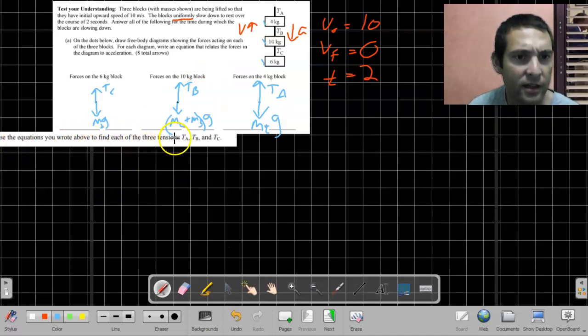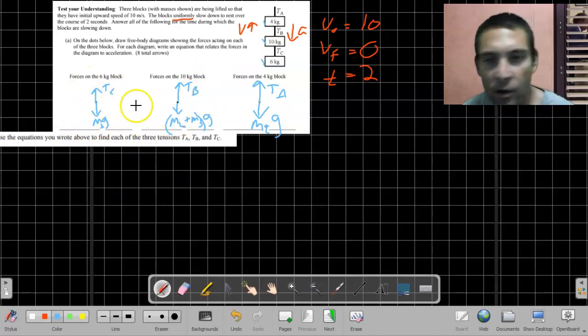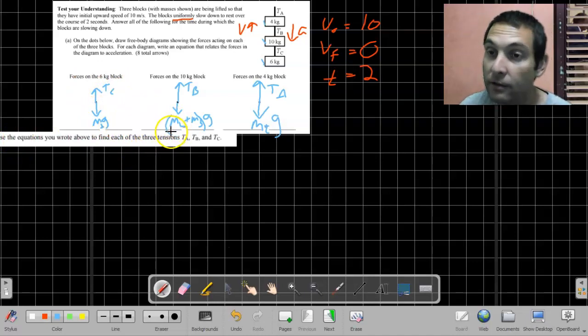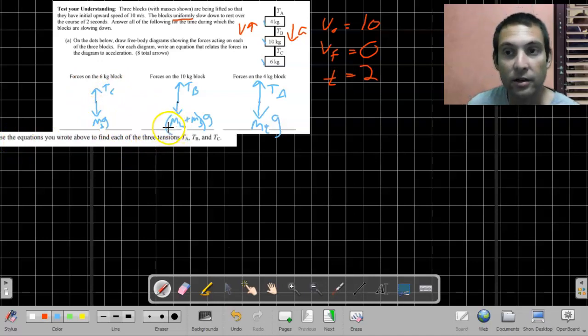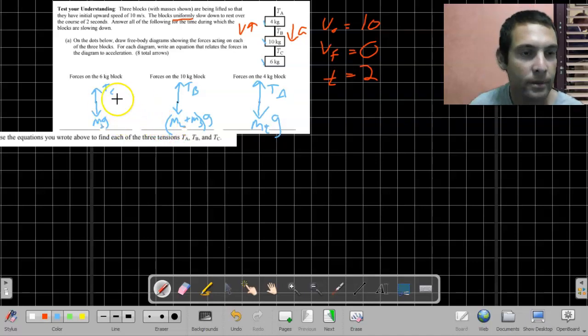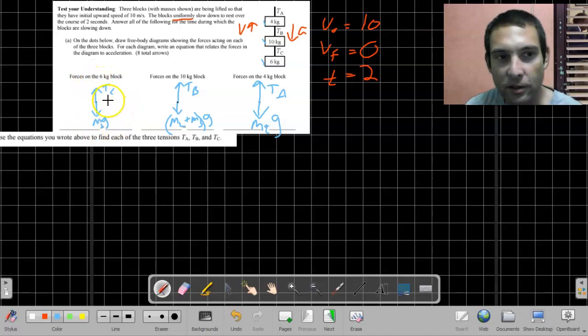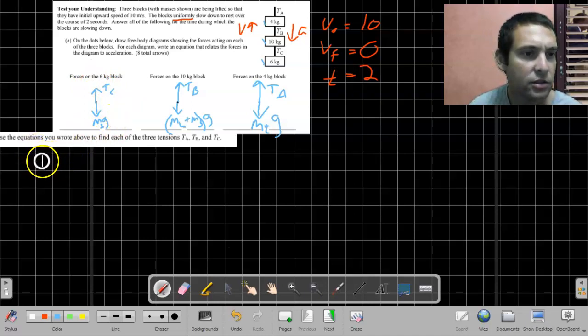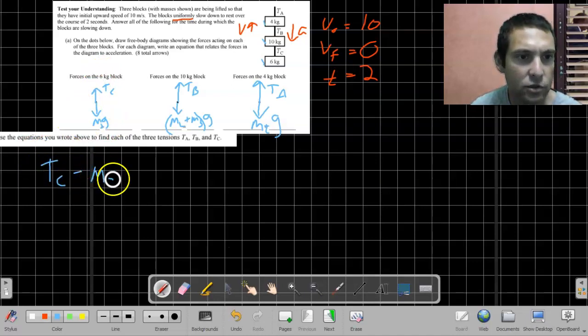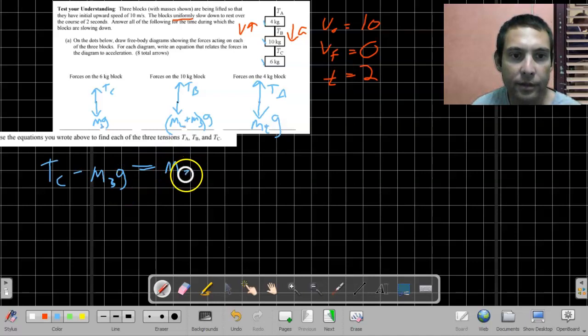Use the equations to find the 3 tensions A, B, and C. Oh, we didn't write equations. Mr. Scopetis, the very next step after drawing free body diagrams is to write your equations. So let's get to it. Writing our first equation, and I'm going to go ahead and solve for the tension here, just because. So we have stuff that makes it go. We're going up. So we have TC minus holding it back, M2 plus M3 times G, equals M3 times acceleration.